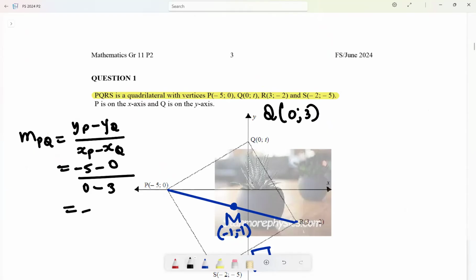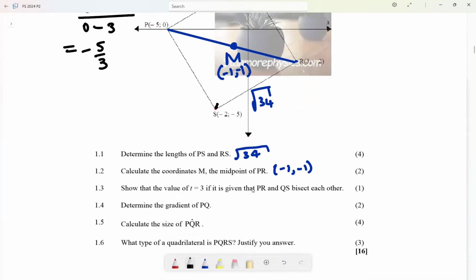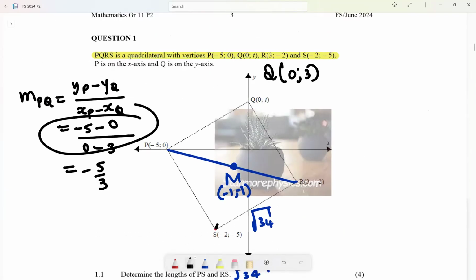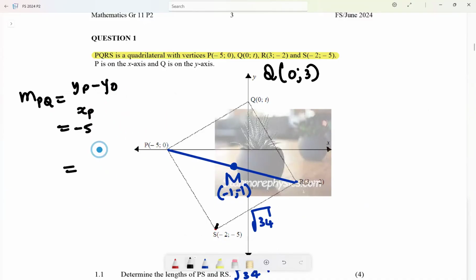Then when you substitute that, you get negative 5 divided by negative 5 by 3. Negative 5 divided by 3, sorry. Then the gradient here, it is equal to negative 5 divided by 3. Can you see this is just 2 marks? How do you get that 2 marks? It is you substituting your points here and getting your mark, your final answer here. Okay?